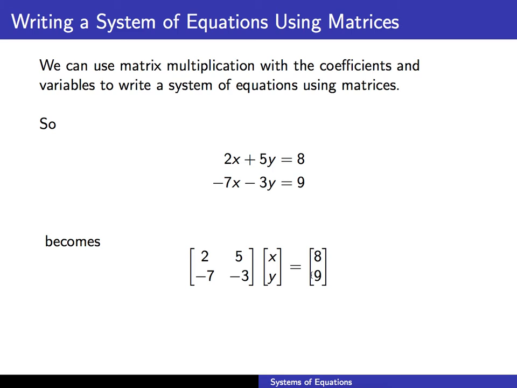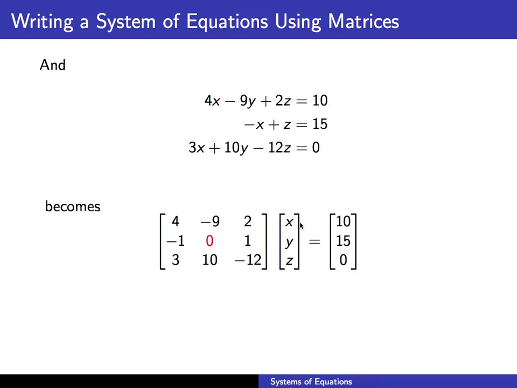And again, just to see this played out, if we take 2 times x and then add it to 5 times y, we get our first equation. And we can set it equal to the first row in this answer, so 8. And then -7 times x plus -3 times y gives us the left side of our second equation, and that's going to equal the 9.